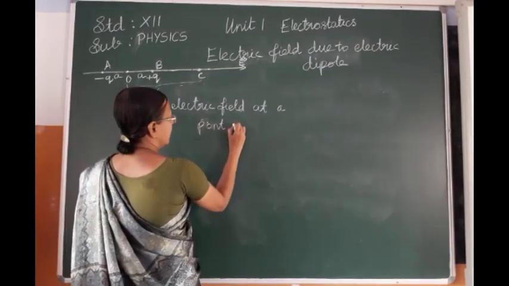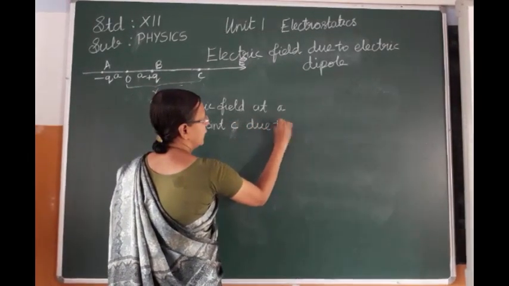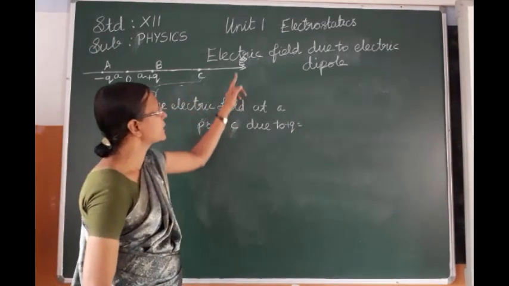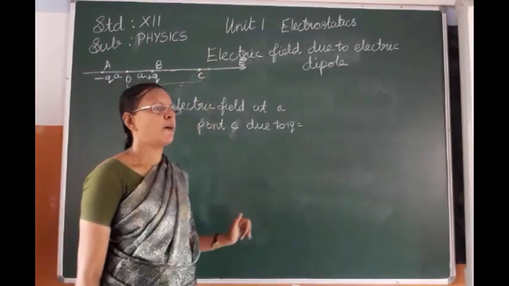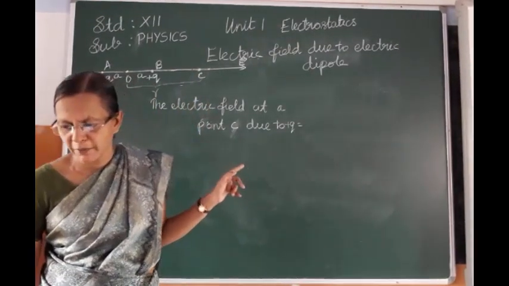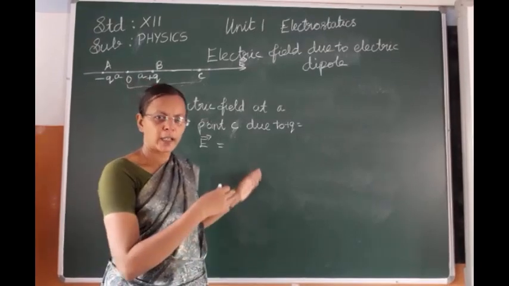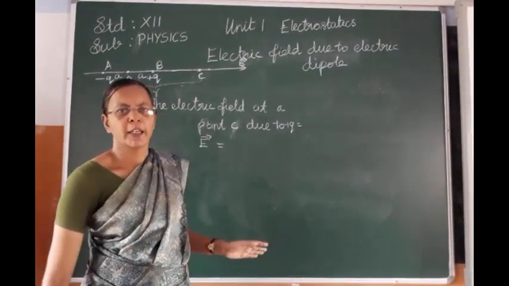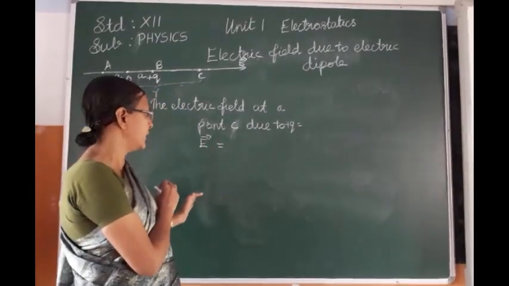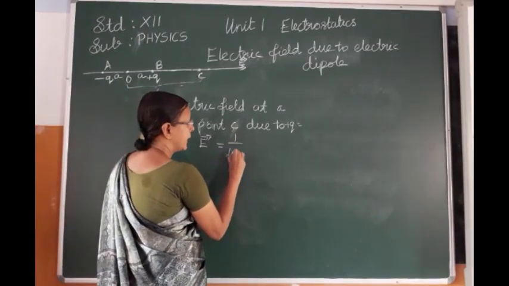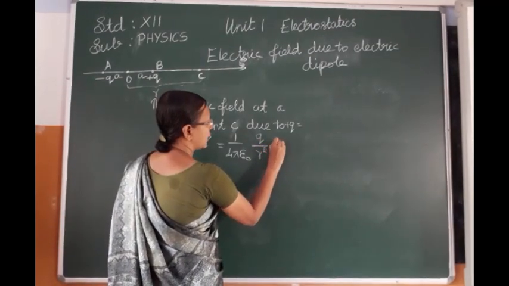Electric field at a point C due to plus Q. Because of this plus Q charge, what is the electric field at C? So we know the formula for electric field. E vector is equal to, along with me, all of you write this derivation in your notes. Those who have books, look at that. Those who do not have books, write this. So 1 by 4 pi epsilon 0, q divided by r square, r cap.